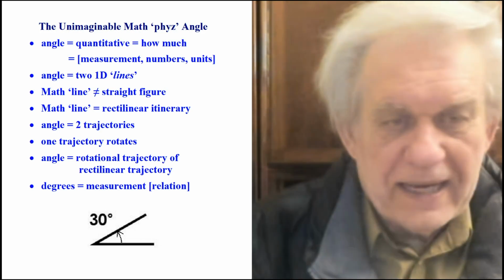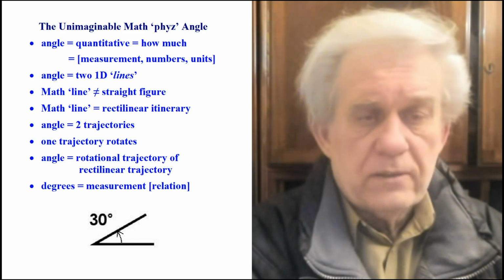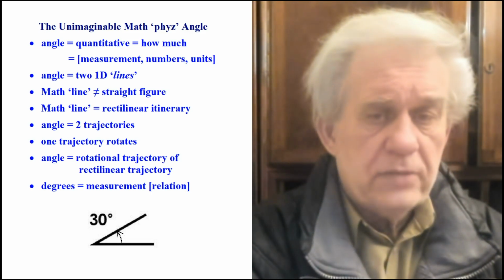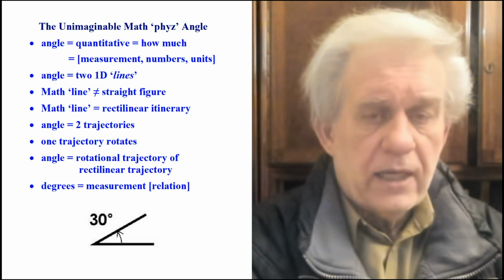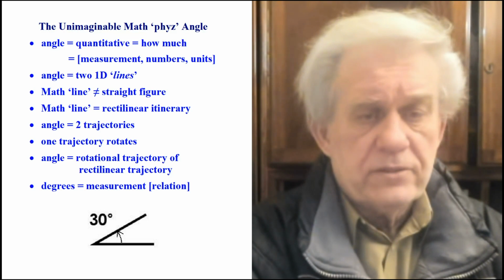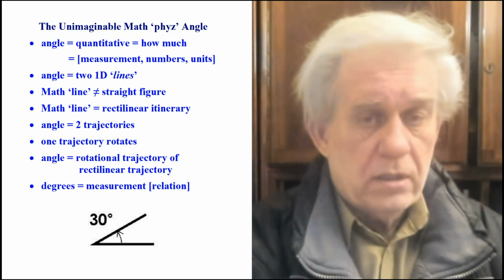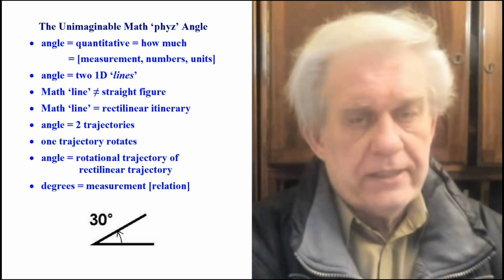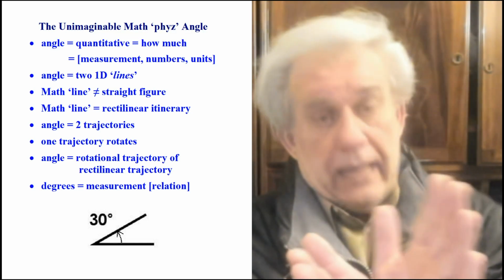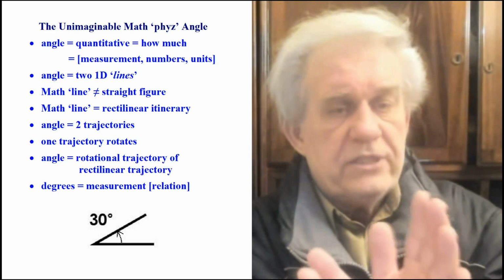Okay, and there you have the mathematical line. It's a rectilinear itinerary. So to form an angle, they use two trajectories, two itineraries. And really you should represent those with dotted lines. They never do. What they have is these solid lines, which is wrong, because what they're doing is putting one itinerary at an angle with respect to another itinerary. So they're talking about two itineraries.